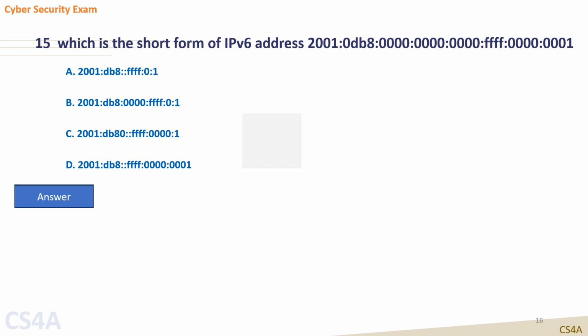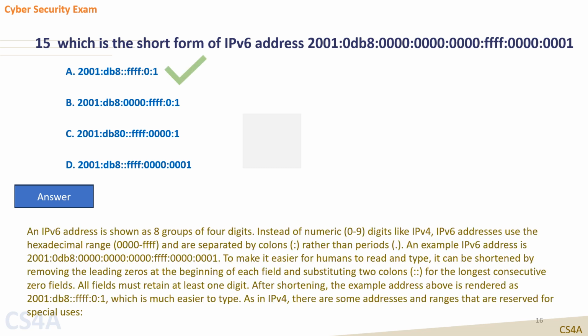So all the 0 entries they remove. And at the last 2 entries, if you see here also we have 2 zeros. So all the prefix zeros they remove and they put only 1 0. And here 0001, they remove all the 3 zeros and only put the 1. So the answer is A. This is the approach they follow to shorten the IP version 6 address.